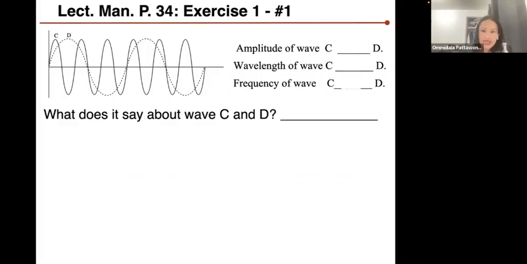Now, what about wave C and D? Okay, so the amplitude of C and D would be equal. The wavelength of D is going to be longer than C, right? Because if you think about this, right, this takes longer to complete one cycle. This takes shorter to complete one cycle. So D has a longer wavelength than C.